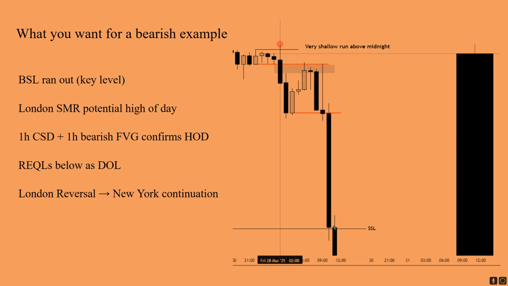Relative equal lows below as the drawn liquidity. This was a daily sell side liquidity pool down here. So once again, 2 a.m. forms the high of the day. Change in the state of delivery, 1 hour fair value gap. Another order block is made here. And you can see this here was that 9:30 opening bell once again.